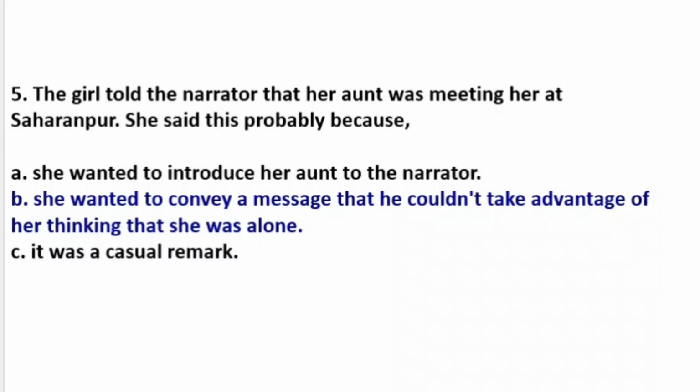Fifth one, the girl told the narrator that her aunt was meeting her at Saharanpur. She said this probably because option A, she wanted to introduce her aunt to the narrator. Option B, she wanted to convey a message that he could not take advantage of her thinking that she was alone. Option C, it was a casual remark. So the answer is option B.